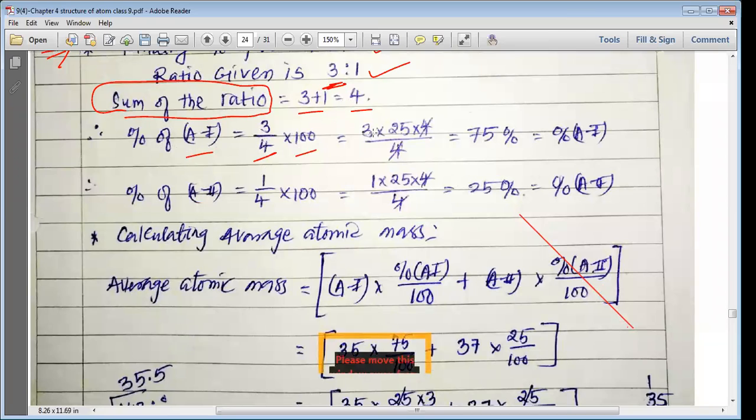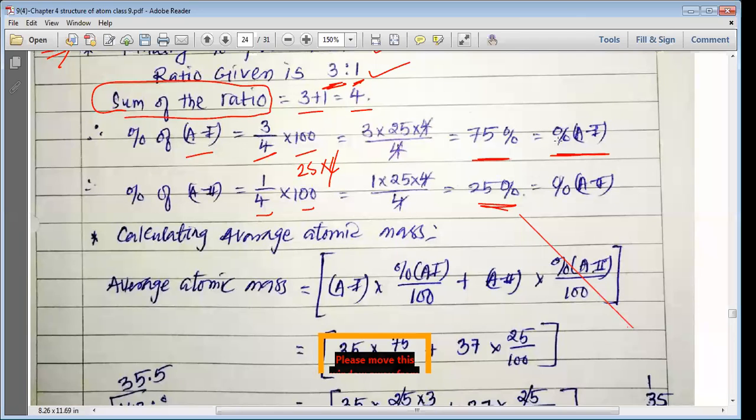So you can see that for 3 and for 100 we write 25 fours, 4 is 100 divided by 4, and that is how we get the percentage of isotope 1 as 75%. Then we have the other ratio, 1, and that is why we can write that percentage of isotope 2 is equal to the ratio of isotope 2, that is 1, divided by the sum of the ratio, that is 4, multiplied by 100. We know that 100 is 25 multiplied by 4. So these 4 and 4 cancel, 4 divided by 4 is equal to 1, and we have 25% of this.